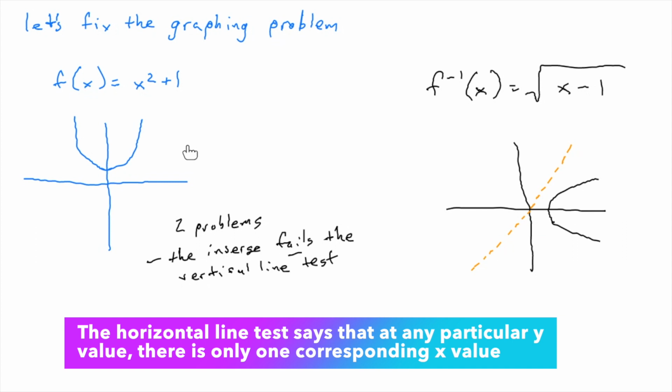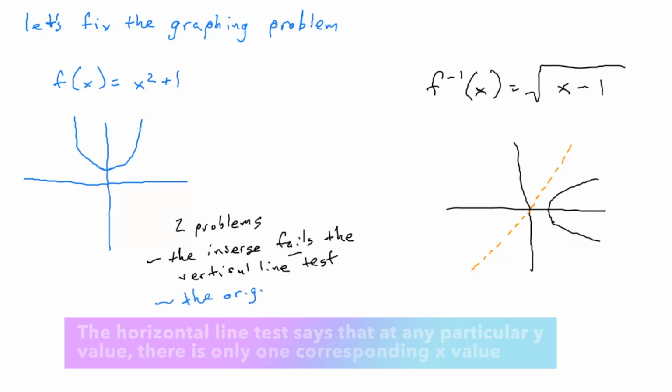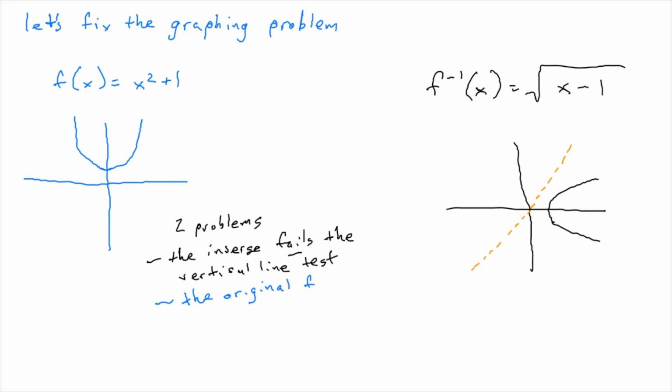And you think, oh yeah, the original, this isn't the second problem. I should have indented. The original fails the, what is it? It's a horizontal line test. Sure, because I swapped x and y. Y is the vertical direction and x is the horizontal direction.